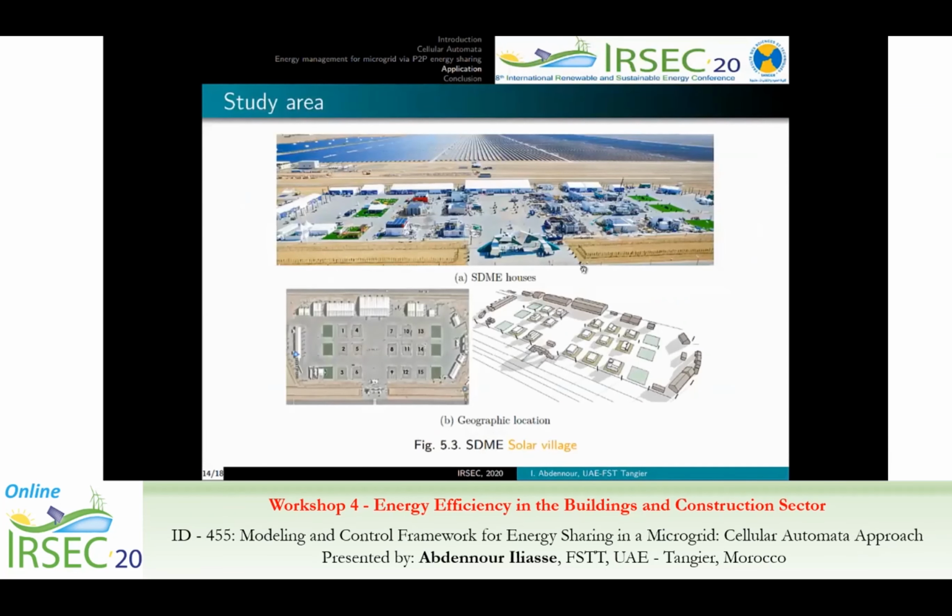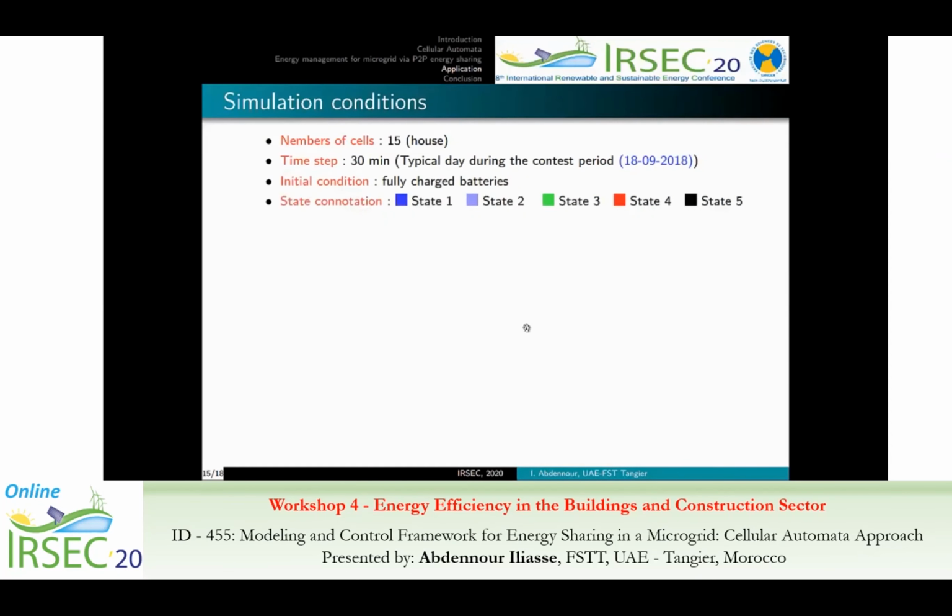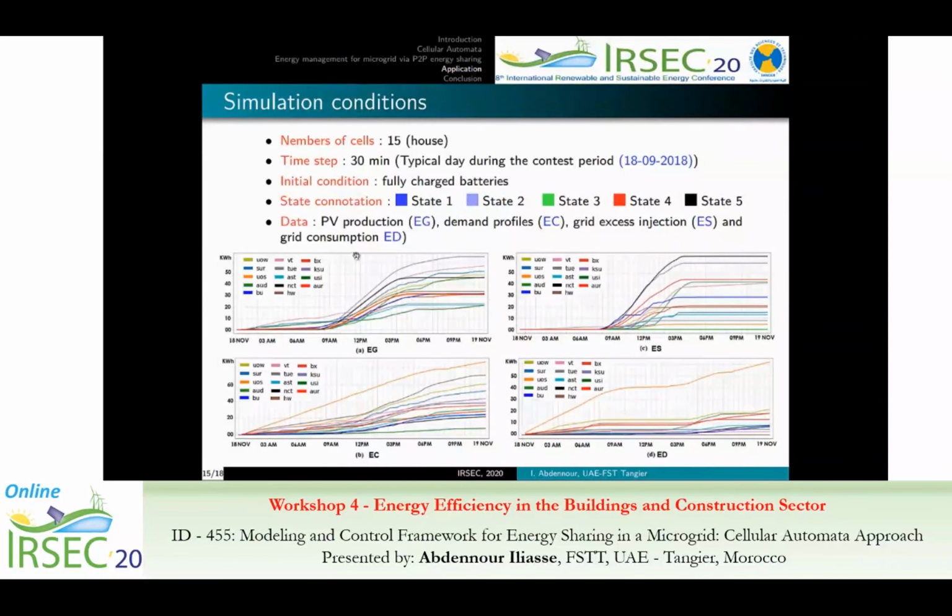This is the figure of the solar village of Solar Decathlon Middle East. For the simulation conditions, we consider 15 houses, the houses that participated in the competition. Time step is 30 minutes for 1 day of simulation, that means 24 hours. For the initial condition, we suppose that all the batteries are fully charged at the beginning of the simulation, and for state notation we consider these colors to represent the states. For the input of our model we consider the PV production of each house, the demand profile, the grid excess injection, and grid consumption.